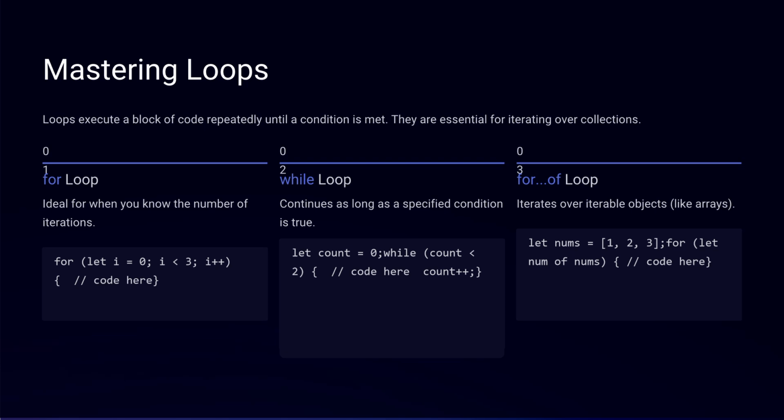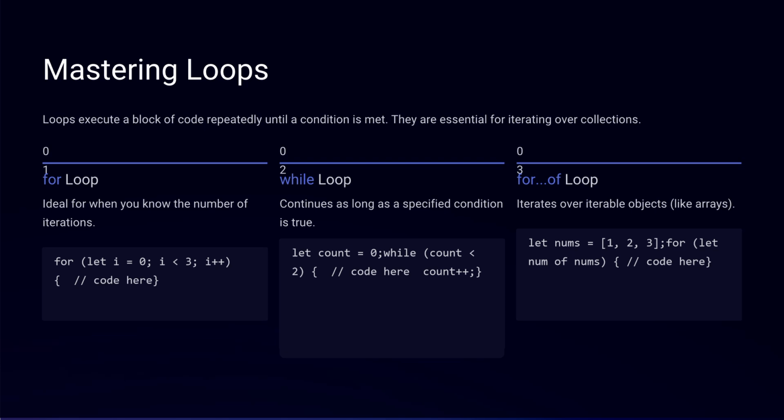Now let us look into the while loop. It continues as long as the specified condition is true, that is, it runs while the condition is true. Example: let count = 0; while (count < 2) console.log(count++).